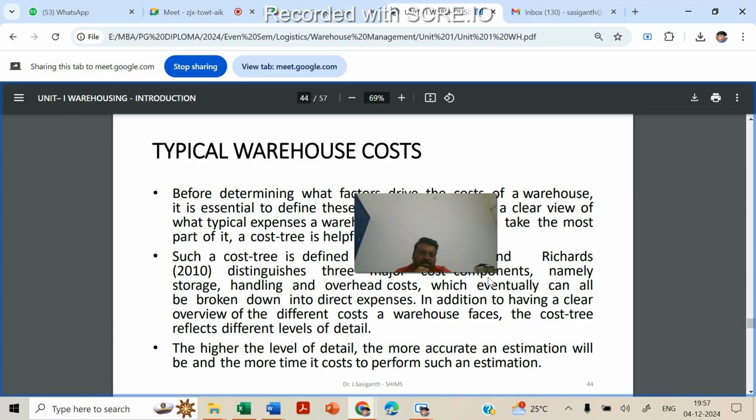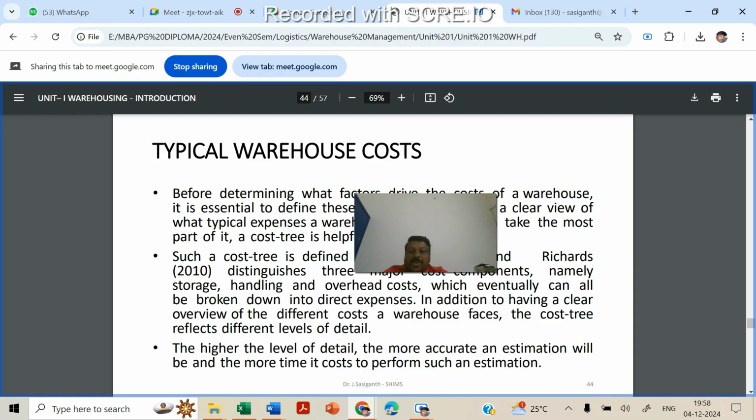You need to go for a cost tree, where you need to define and calculate the cost of your warehouse. See that cost tree, where it has three: cost components, then storage, handling and overhead cost, which eventually can be broken down into direct expenses. In addition, to have a clear overview of the different costs, a warehouse faces the cost tree, which reflects different levels of detail.